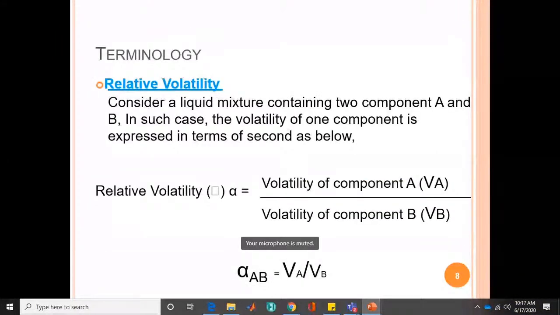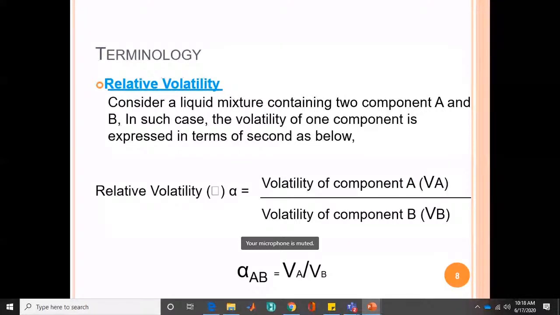Now we talk about the relative volatility. Relative volatility is all about relating the volatility of a component A with component B or others. Right? It means we are relating volatilities of different components. It means the system must have more than one component. It cannot be based on one component. If it's just one component, we call it volatility. But if it is more than one component, then we call it relative volatility. Relative volatility of A with respect to B, of A with respect to C, of C with respect to D. So this is how we can relate the different volatilities.